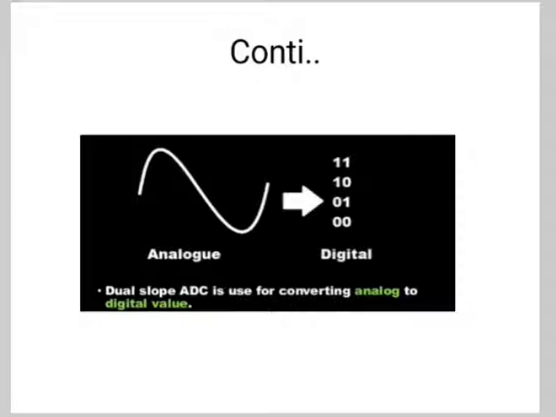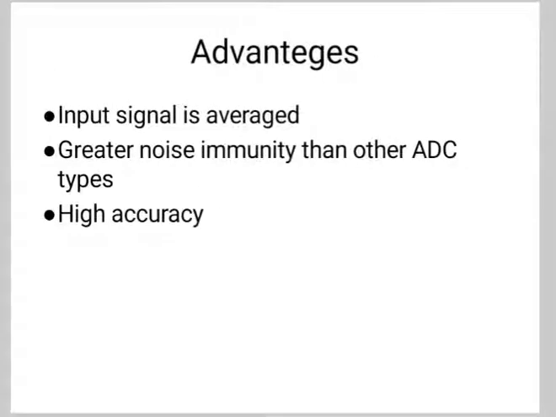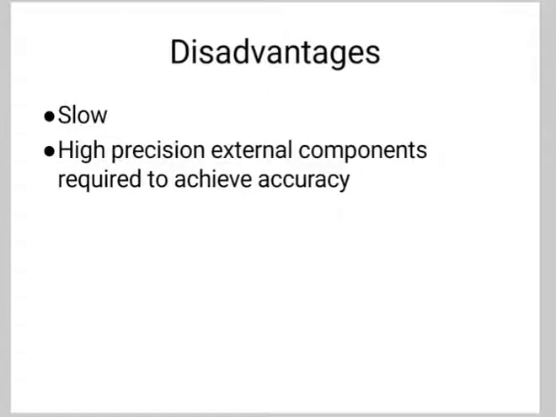Its main disadvantage is that it has a slow conversion rate and requires high precision external components to achieve accuracy, often in the range of 10 samples per second. In applications where this is not a problem, such as measuring temperature transducers, a dual slope ADC is a good choice. They are commonly used in digital voltmeters where their resolution is measured in the display digits.